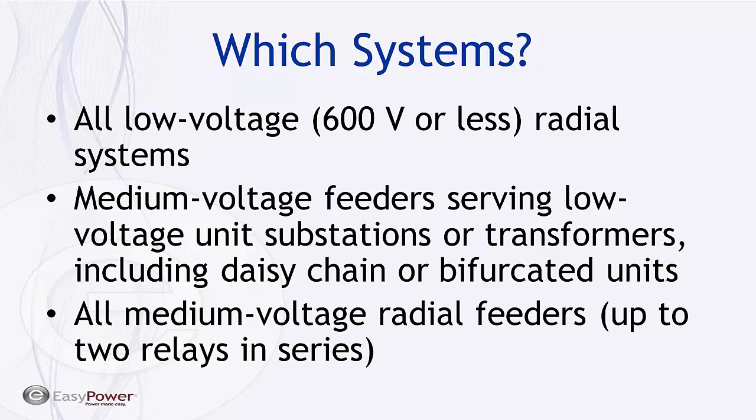So which systems does it apply to? Basically all low voltage radial systems, so 600 volts or less. It also applies to medium voltage feeders serving low voltage unit substations or transformers, including daisy chain or bifurcated units. And then it also works on all medium voltage radial feeders up to 2 relays in the series.